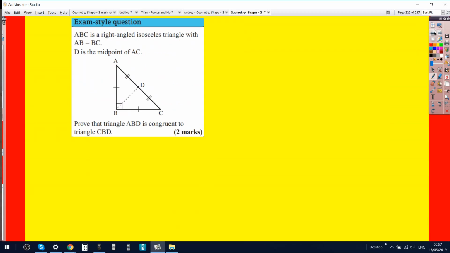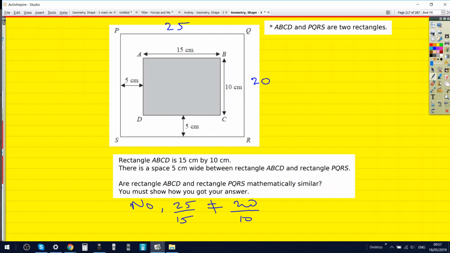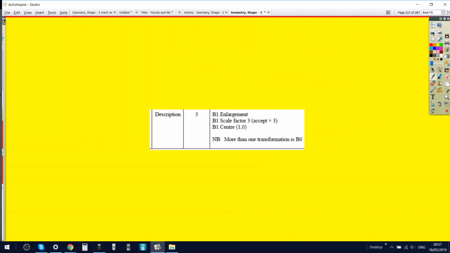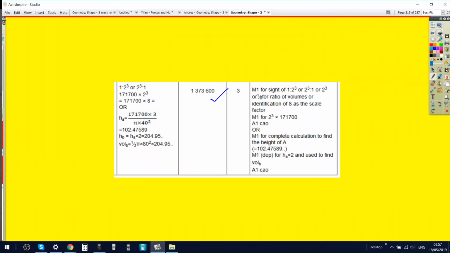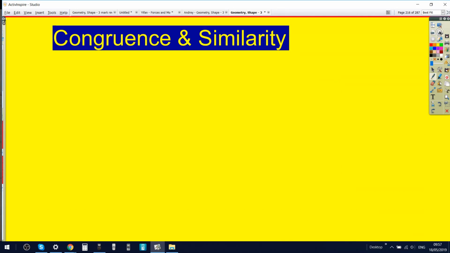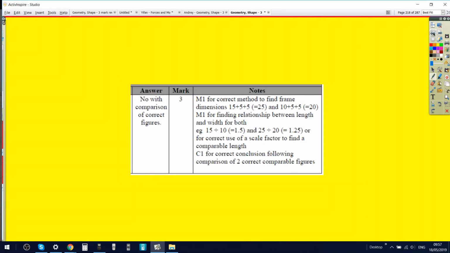And then the other one was where is it? Yeah. So for area and volume enlargements, you just find the scale factor, and for area times scale factor squared and volume times scale factor cubed.